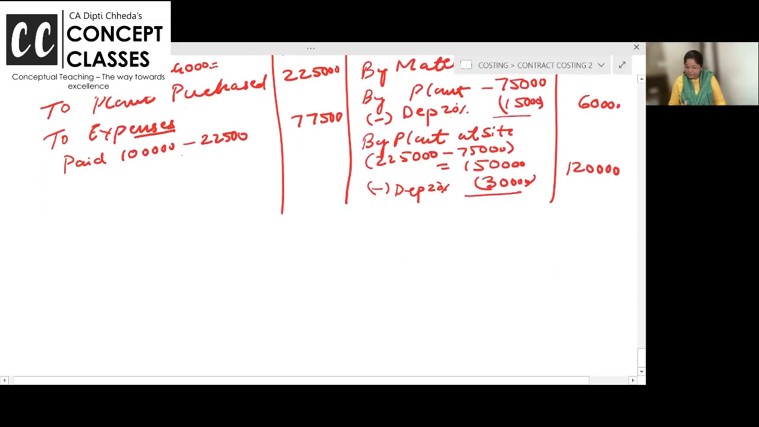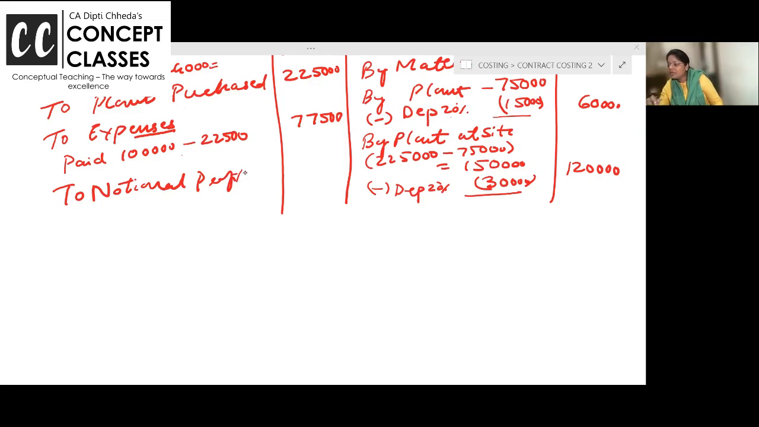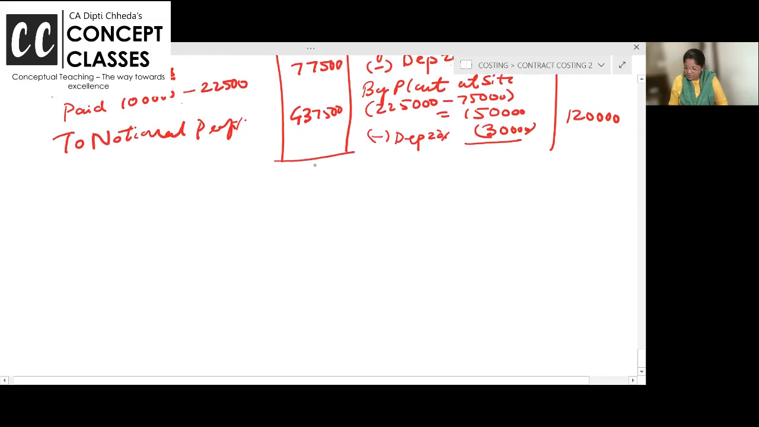All clear? Chalo. How much is the profit you are getting? Notional profit. Very good. Tell me the total also along with the notional profit. 437,500. And what is the total?